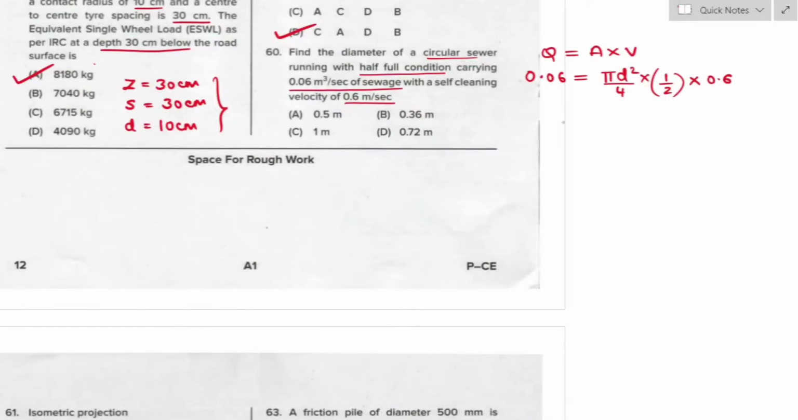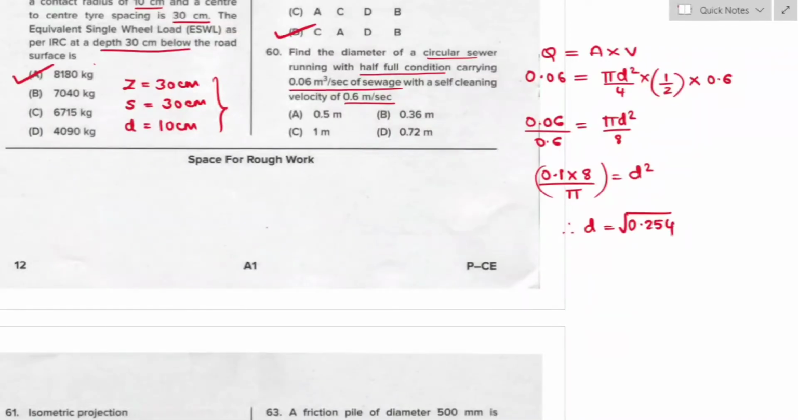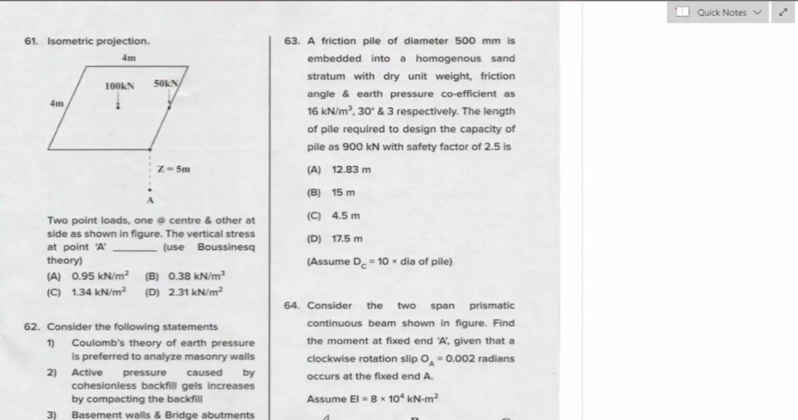So it is 0.6. Therefore 0.06 divided by 0.6 is equal to pi d square by 8. Therefore on dividing this, it is 0.1 multiplied by 8 divided by pi is equal to d square. So d is equal to square root of 0.254 meter. So d is equal to 0.504 meter. So the right answer is option A.